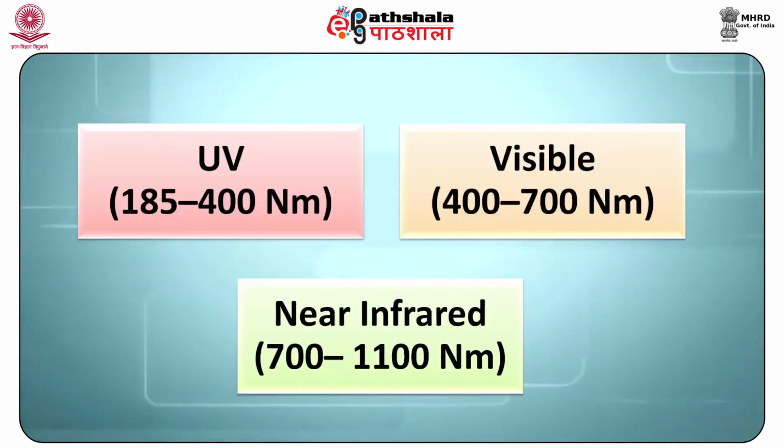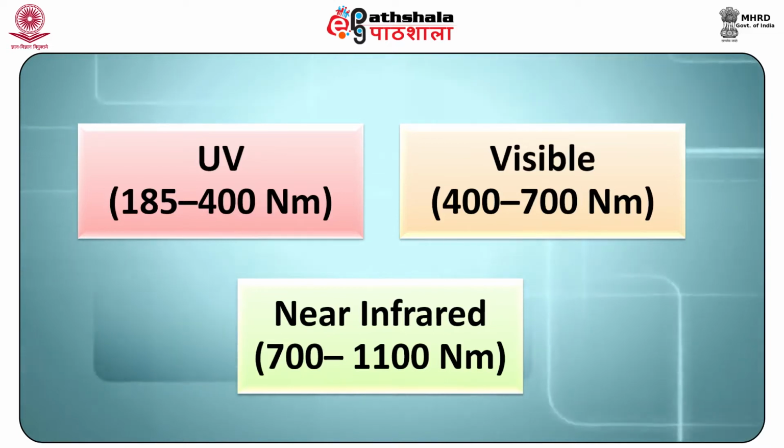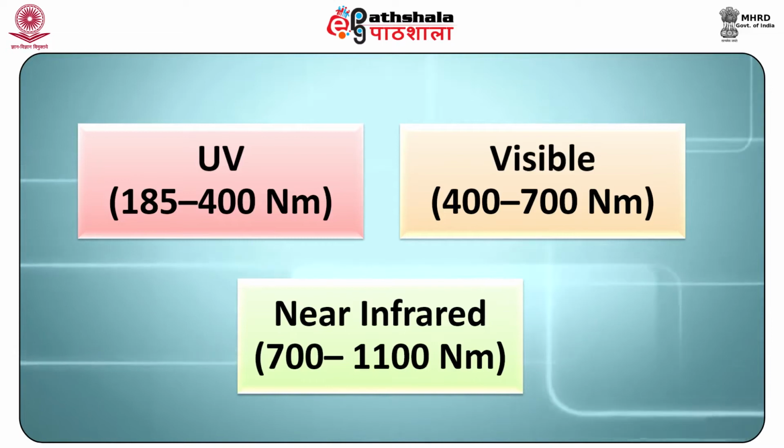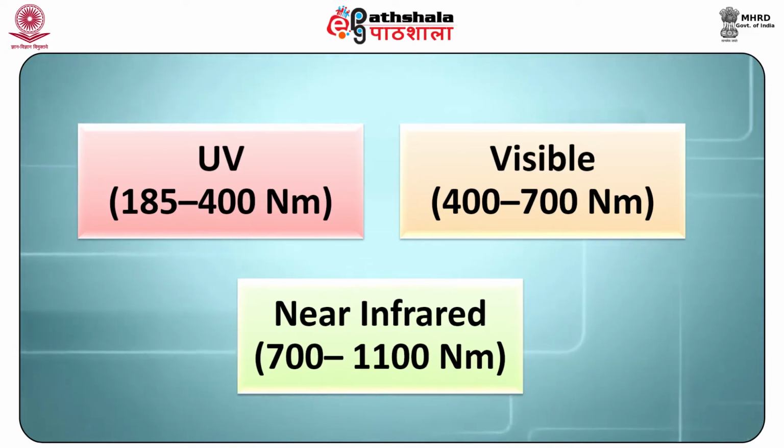The region of the spectrum is conventionally divided into three subdomains termed as UV, that is from 185 to 400 nanometers, visible, that is from 400 to 700 nanometers, and very near infrared, that is from 700 to 1100 nanometers.